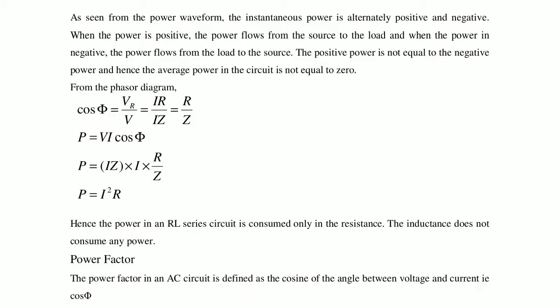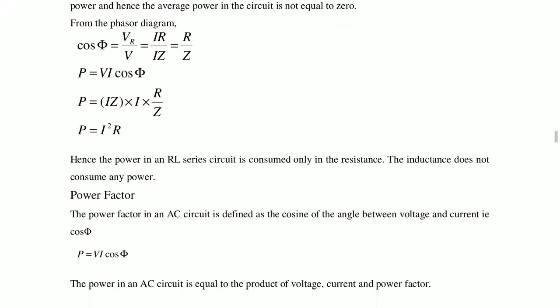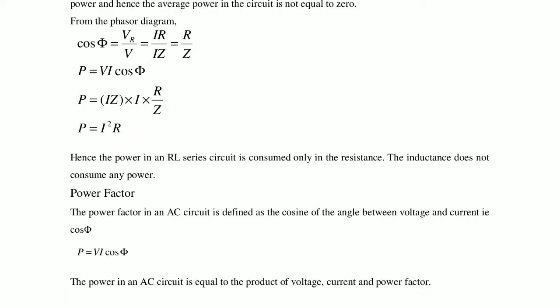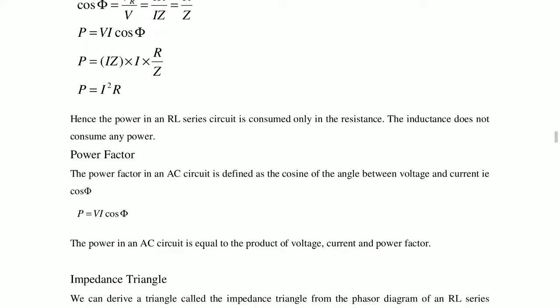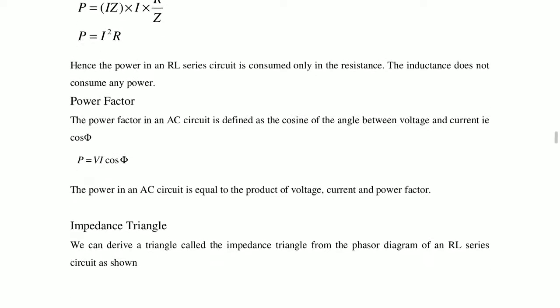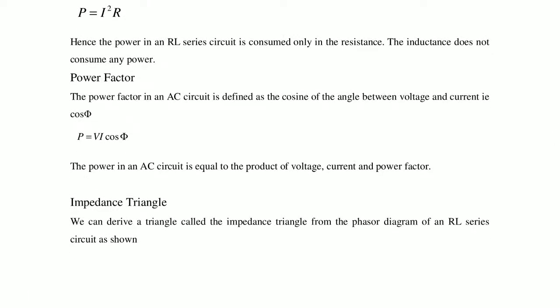So power factor is defined as the cosine of the angle between the voltage and current, cos phi. That is, power is equal to VI cos phi. The power in an AC circuit is equal to the product of voltage, current, and power factor. In DC it is only V into I. In AC it is VI cos phi.